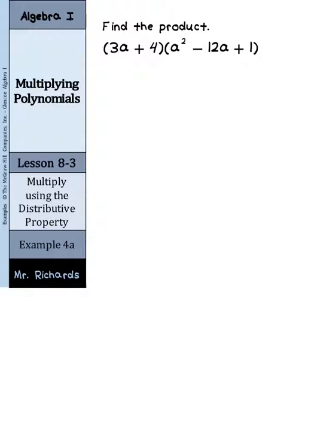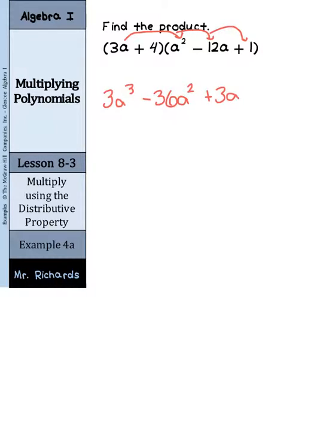Now, one of the main reasons why I'm teaching you not to use the FOIL method is that this way you can easily just look at more complicated questions and just think, all I need to do is distribute. And that's this case here. You can take this 3a and distribute to all 3 terms in the other group. So 3a times a squared is 3a to the 3rd. 3a times the negative 12a is negative 36a squared. And 3a times 1 is, well, just 3a.